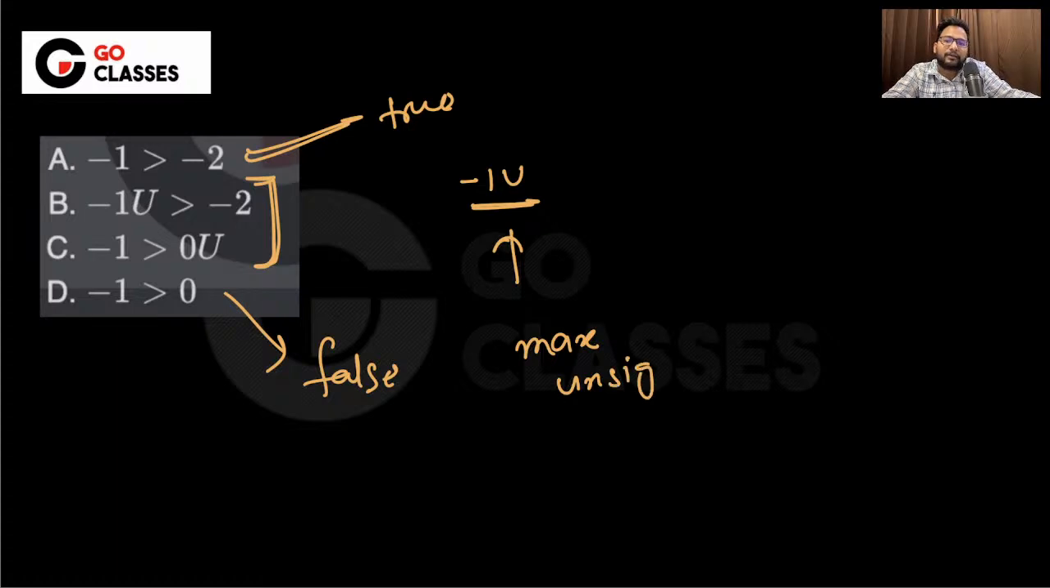Now tell me, is this -2 or is this also unsigned? See, this is also unsigned, right? Actually, it doesn't matter because this is a maximum unsigned number. But yes, this is also unsigned. So what is the actual value of this?